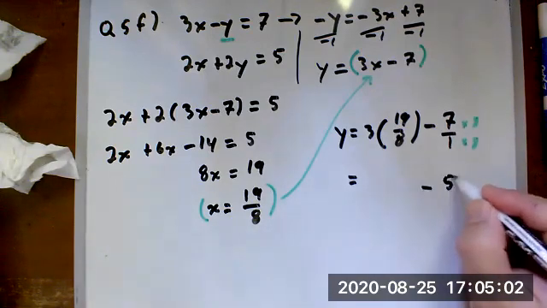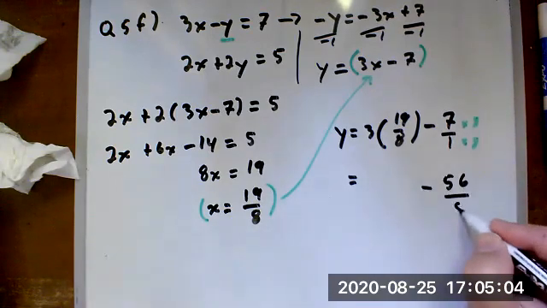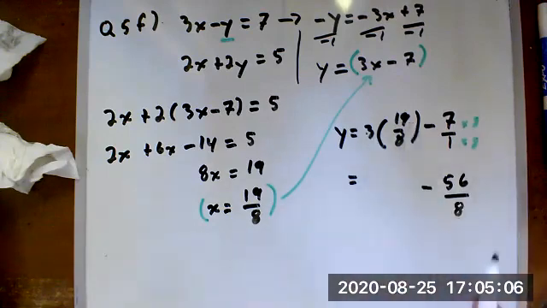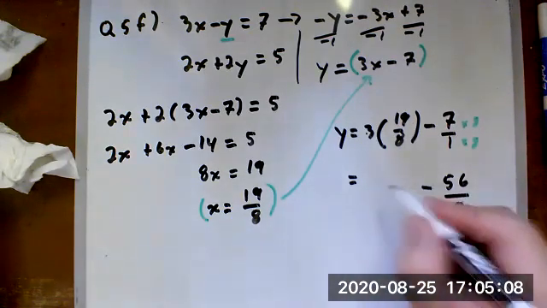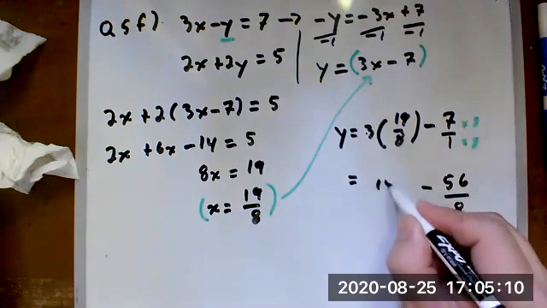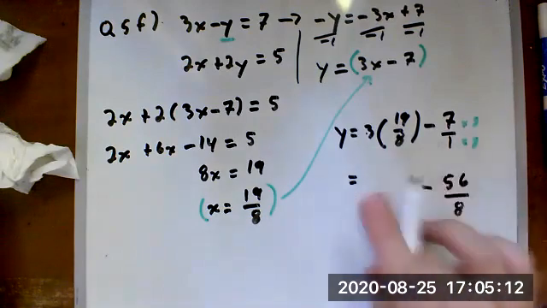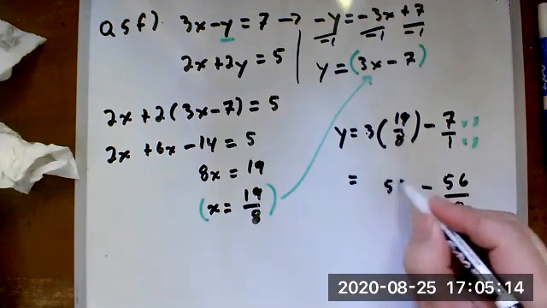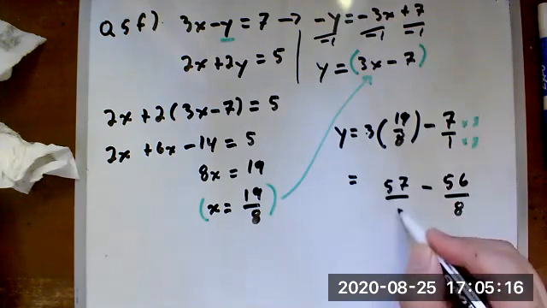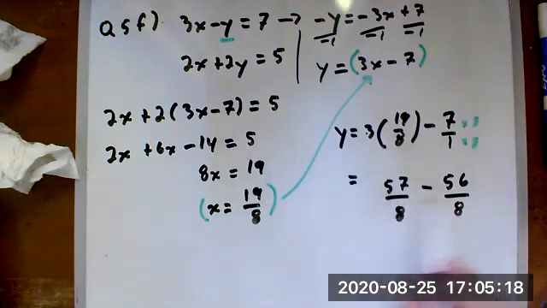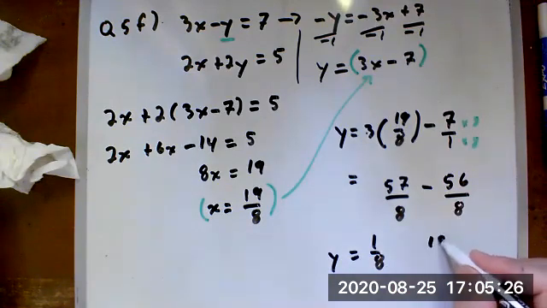Which tells me I'll be doing minus 56 over 8. And I'll go 3 times 19. Sorry, which gets me 57 over 8. 57 minus 56. And it turns out that y will be equal to 1/8. So our final answer in this case becomes 19 over 8 and 1 over 8.